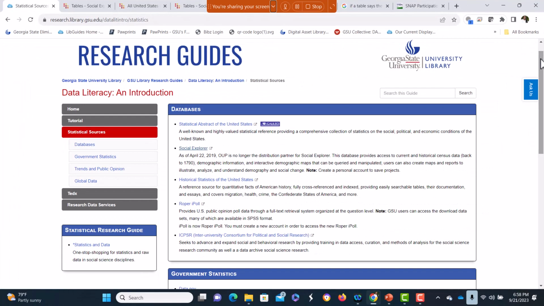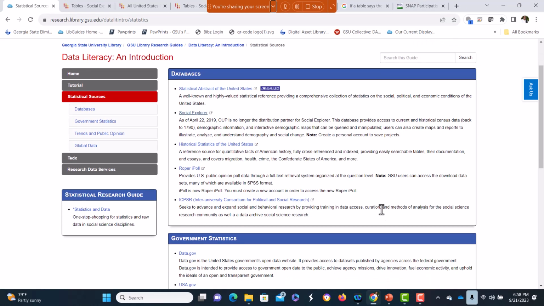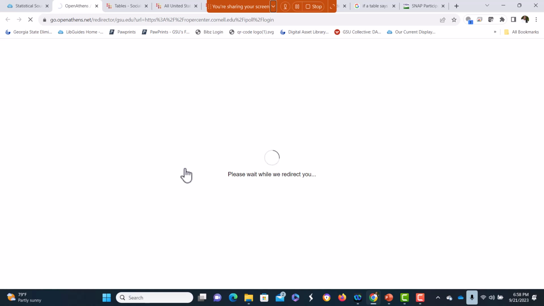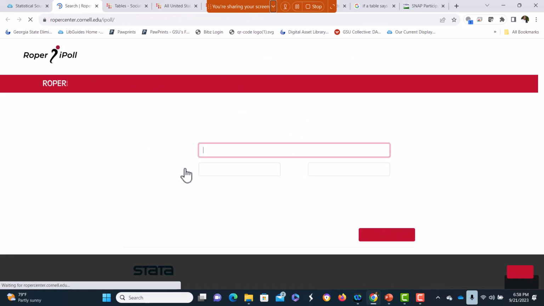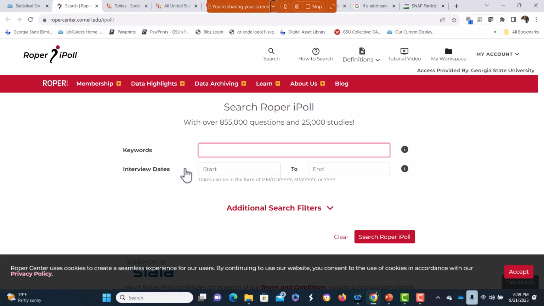And okay, in the last 2 minutes, I want to show you Roper. This is an opinion poll database, and as you know, the elections are coming up, they're going to be talking about what Americans think of different topics. This is one place where you can look those up. You can find out, and let's just do one: election fraud.